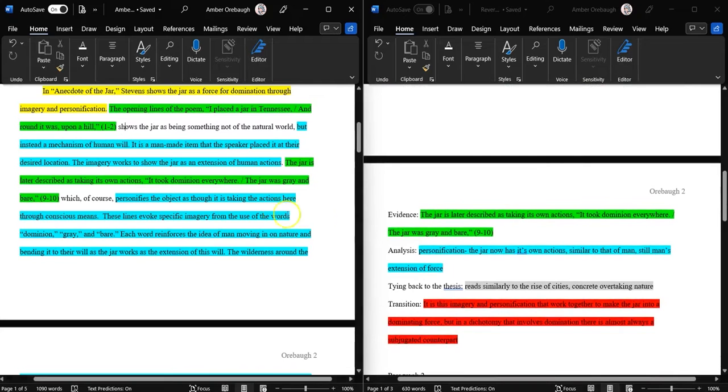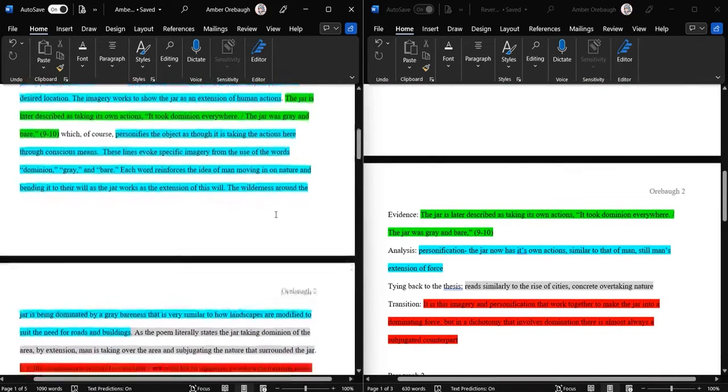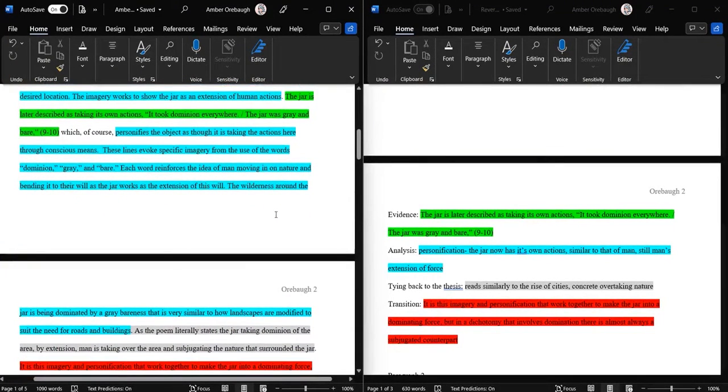The next thing that I did in this paragraph, where I'm sort of defending my claim that the jar is a force of domination, is I pulled out the quote, "It took dominion everywhere, the jar was gray and bare." So again, this is literally like it says in the poem, it took dominion, right? There's this idea of domination. And I referred to this as just textbook personification. The jar now has its own actions, similar to that of man, still man's extension of force.